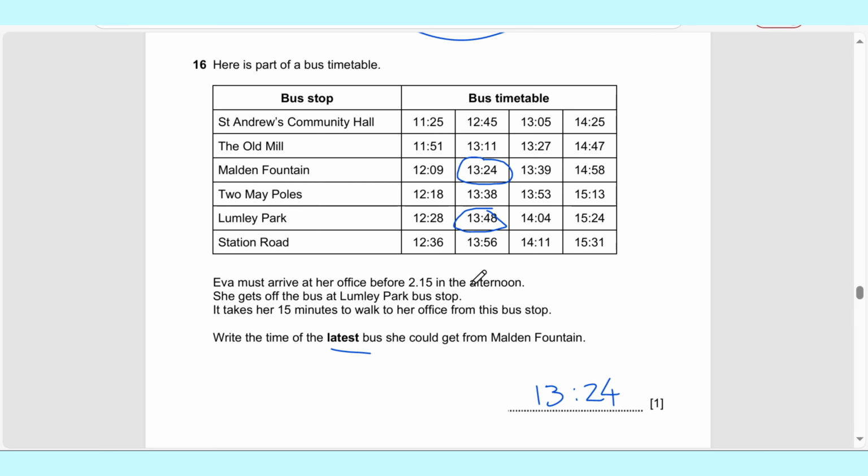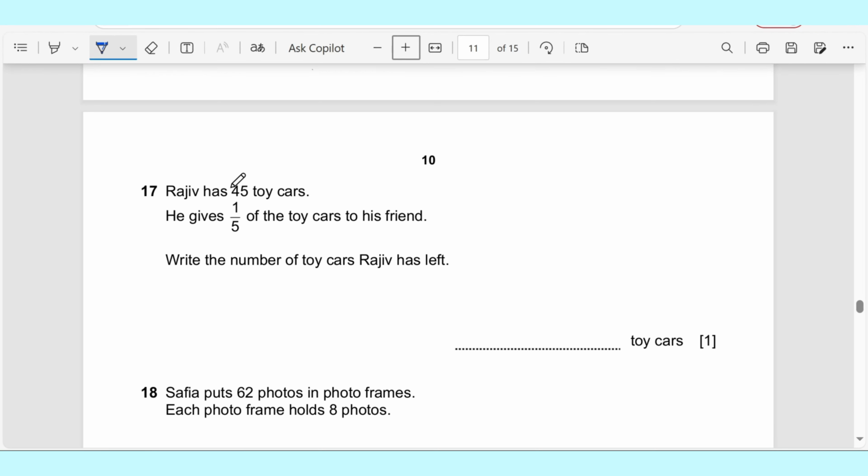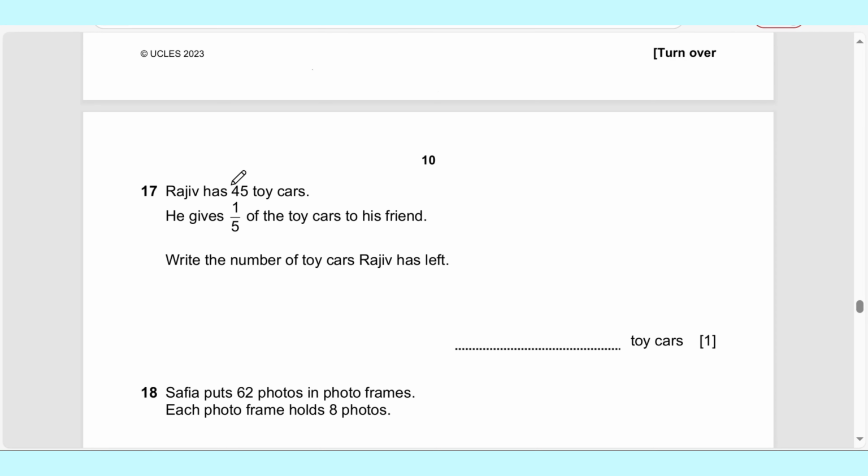Now let's move on. Well, number 17. Rajiv has 45 toy cars. He gives 1/5 of the toy cars to his friend. Write the number of toy cars Rajiv has left.